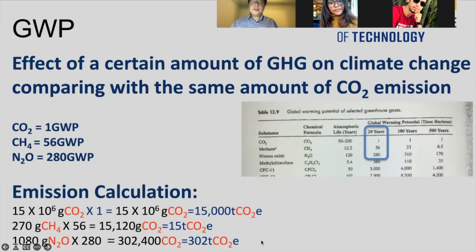Okay, so that gives you another idea of how we calculate emissions in a real situation. Any question for this?